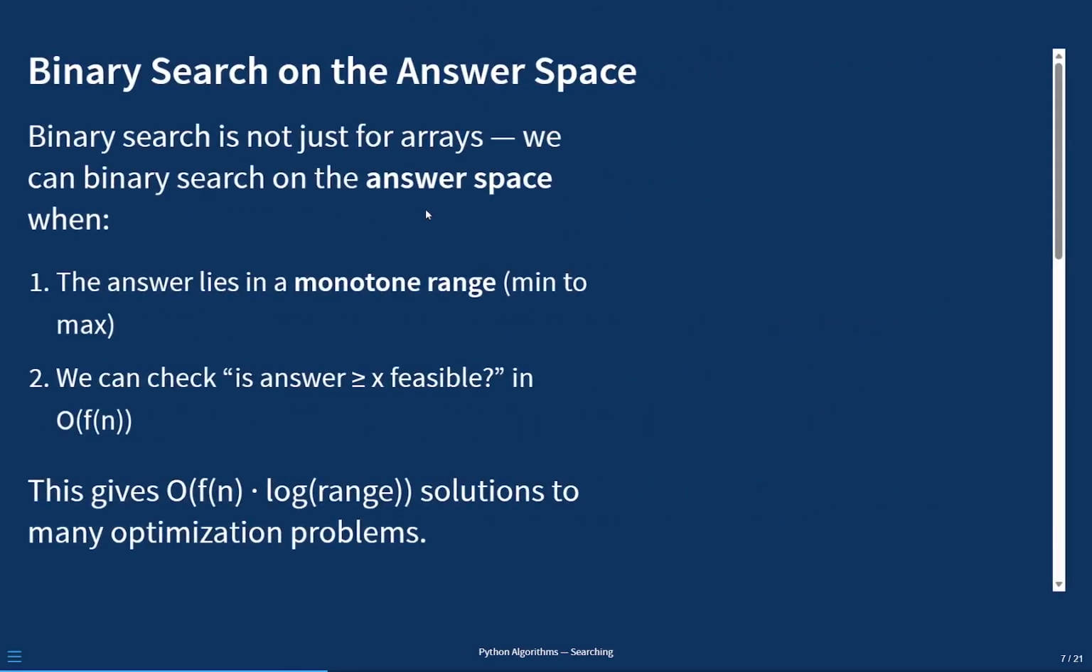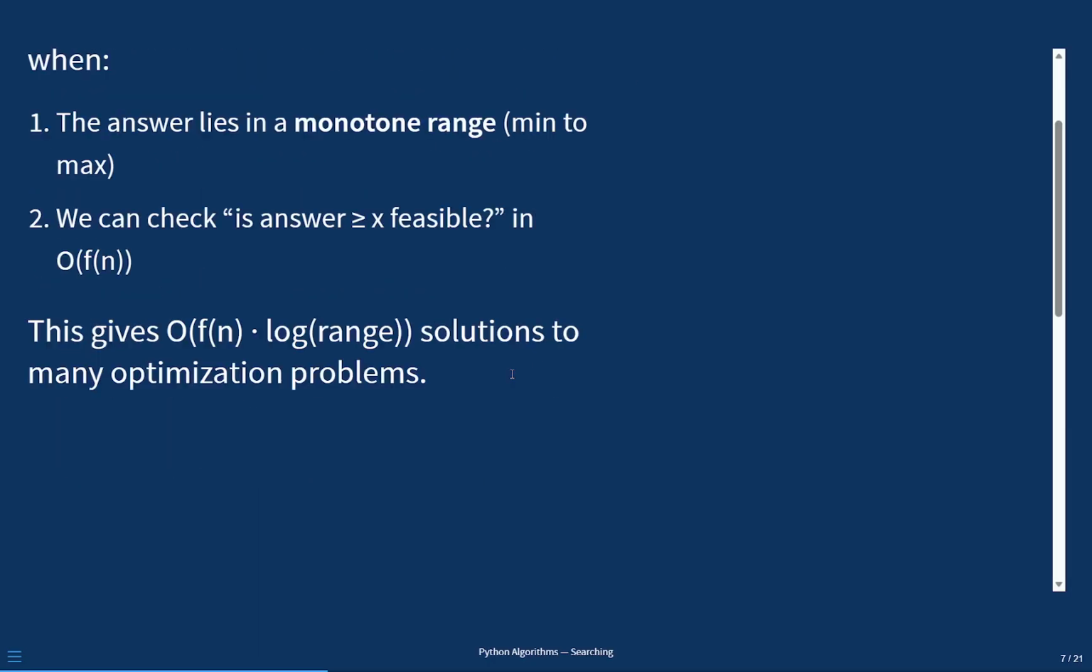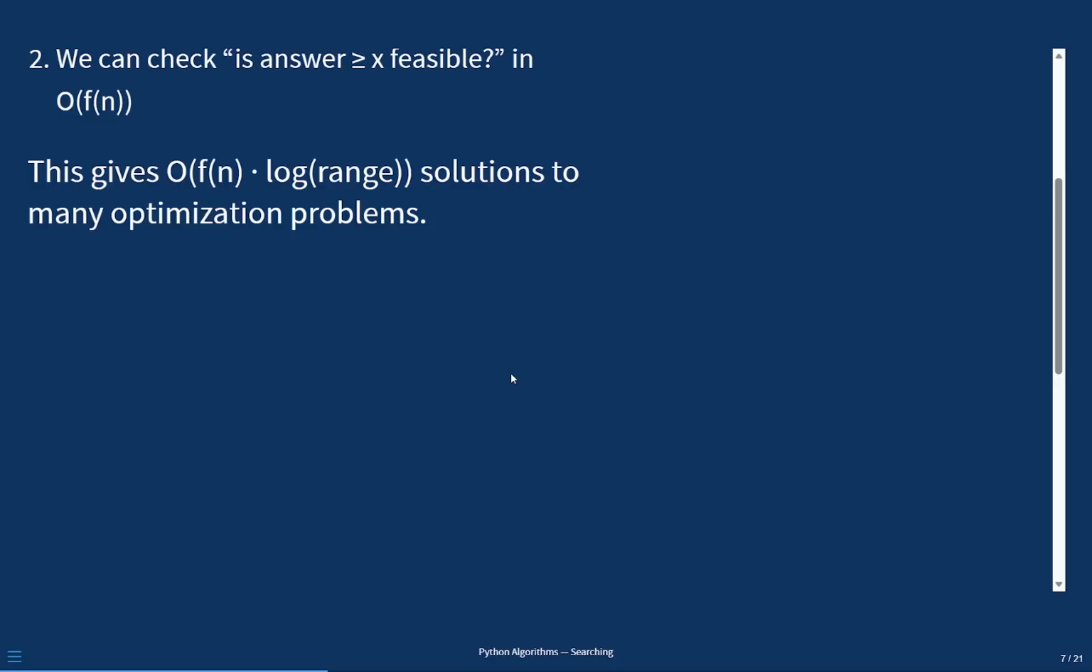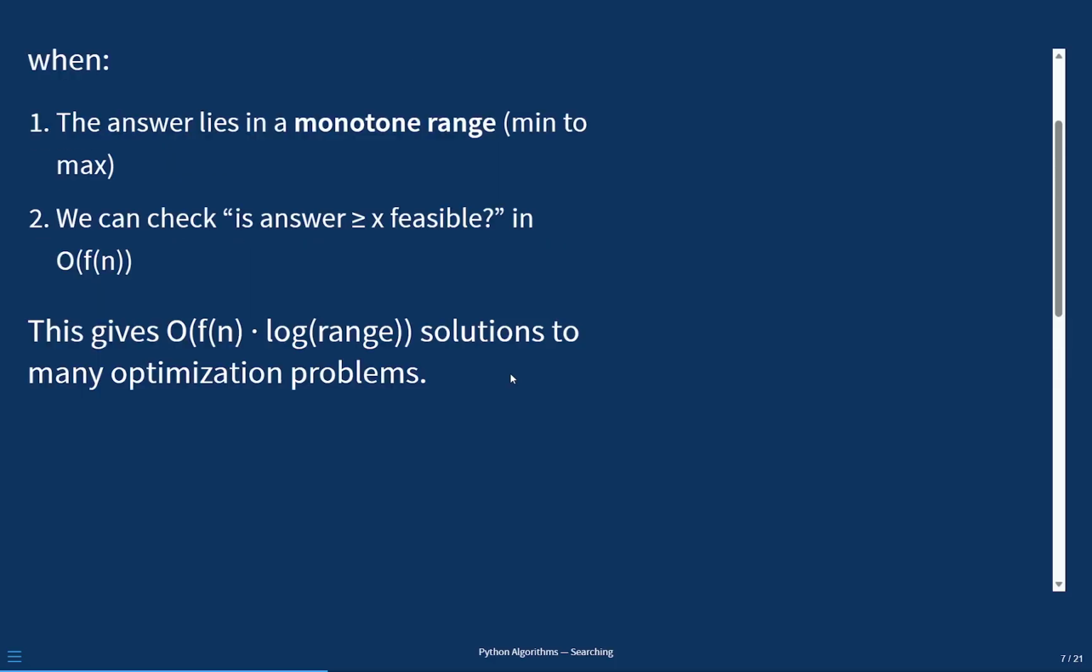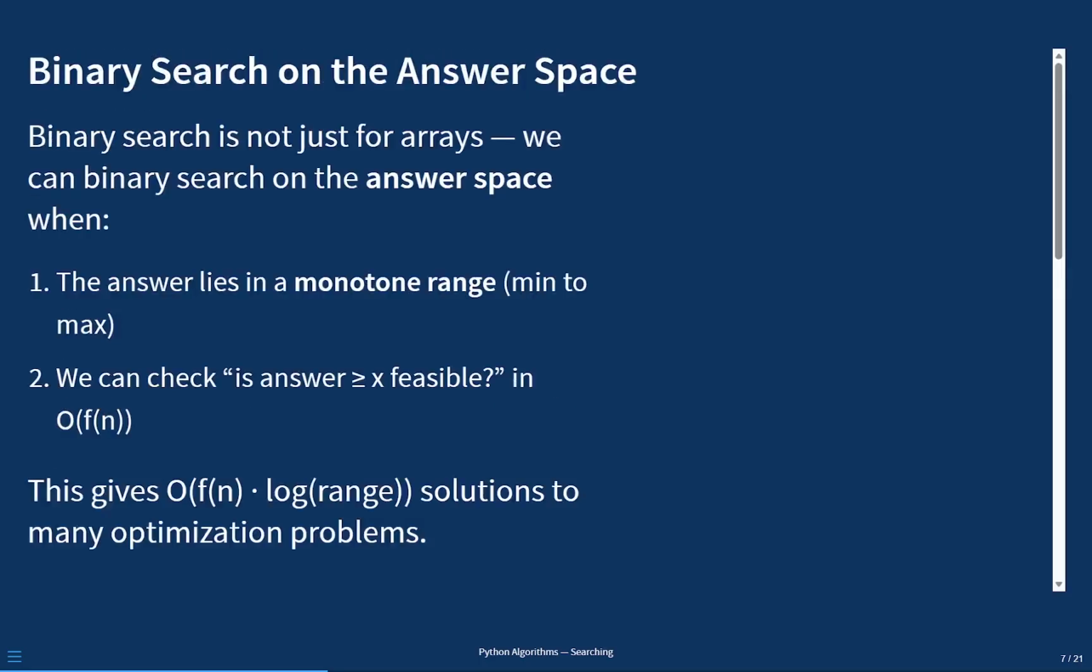This is the conceptual breakthrough that turns binary search from an array lookup algorithm into a general optimization tool. The idea: instead of searching for a value in an array, we're searching for the minimum feasible answer in a range of possible answer values. We binary search on that range, and at each midpoint we ask, is this answer feasible? If yes, try smaller. If no, try larger. As long as the feasibility function is monotone, feasible for all values above some threshold, infeasible below it, binary search finds that threshold in O(log range) feasibility checks.